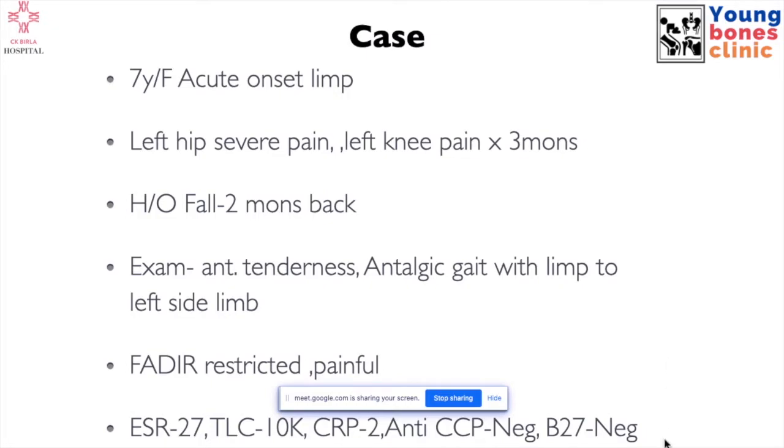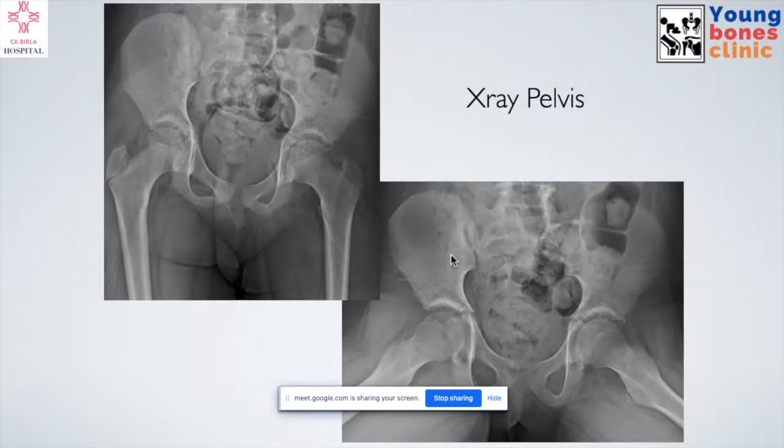If you see the blood parameters, nothing much to see here. The inflammatory pattern is not there, and infection is not there because the CRP is normal, ESR is normal, and CCP is negative. So we also rule out a rheumatoid process. B27 is normal, which means we have excluded juvenile ankylosing spondylitis. So what was this? If you see the X-rays, nothing much on the X-ray.